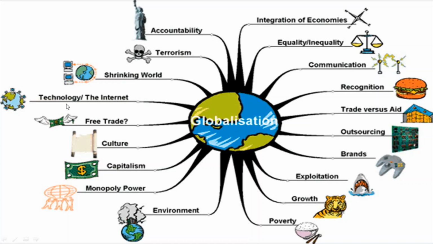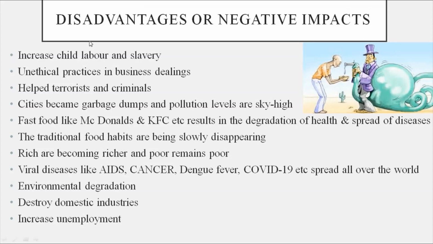the negative effect, let us see. Technology and the internet, both positive and negative are there. The world is shrinking, the world is becoming small, that one I told, terrorism increases, so like this many impacts here, these are all impacts, positive and negative, good and bad, both here. And let us see the disadvantages or negative impacts.